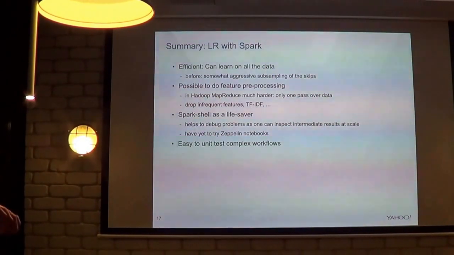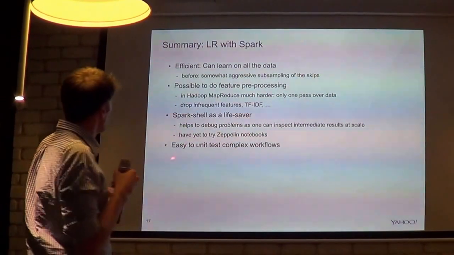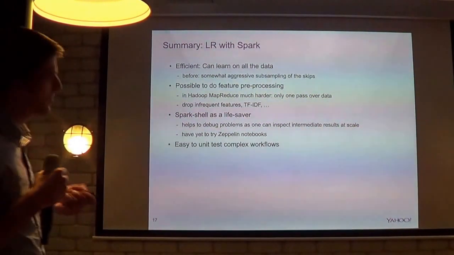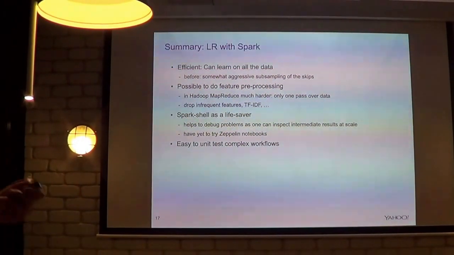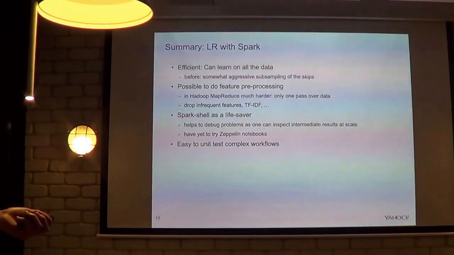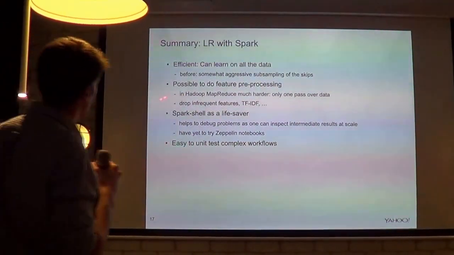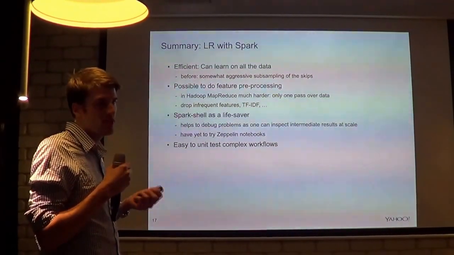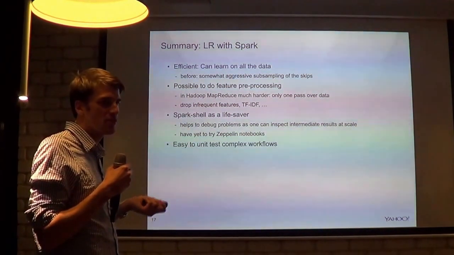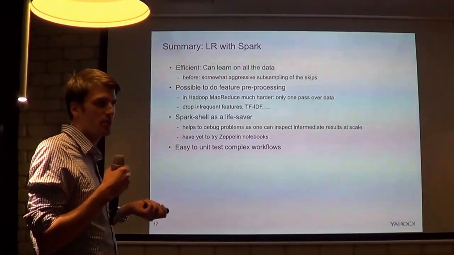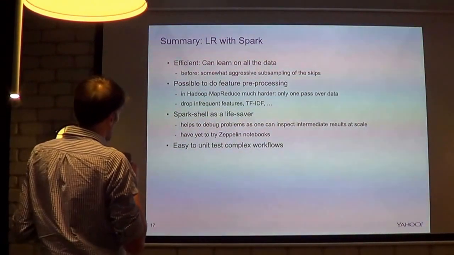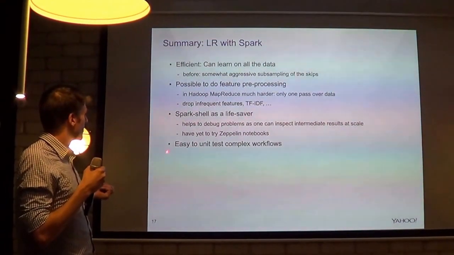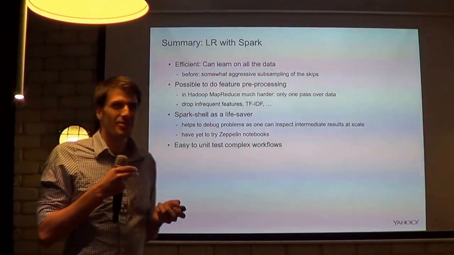Now, summary, logistic regression with Spark. What I found quite nice is that it's fairly efficient. Whereas before we used quite some subsampling, here you don't need to do any form of subsampling. Using Spark, you can do any form of feature pre-processing, like count how many times a feature occurs, things like that. That's much harder in Hadoop because you only go once through the data. Spark Shell allows you to debug things, and last but not least, it's very easy to unit test.